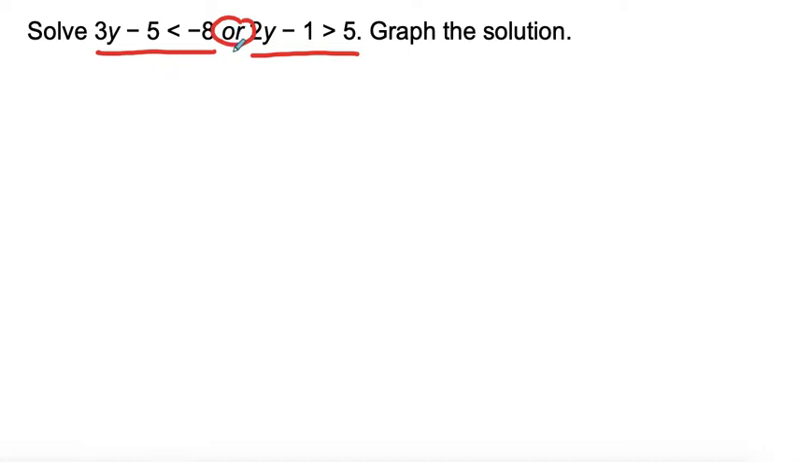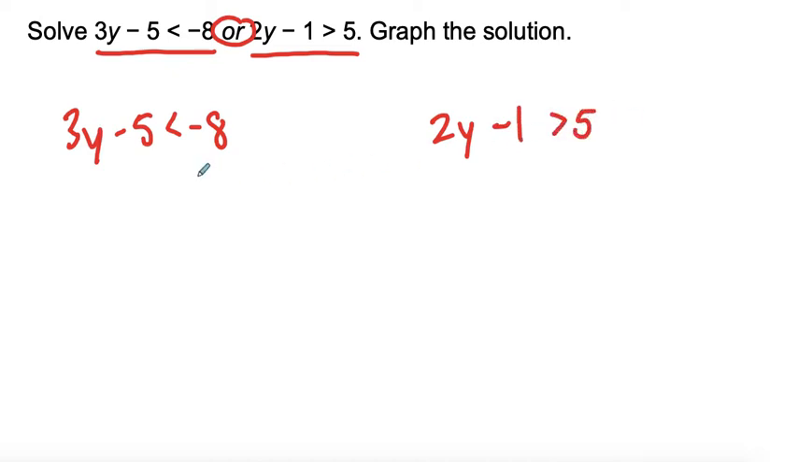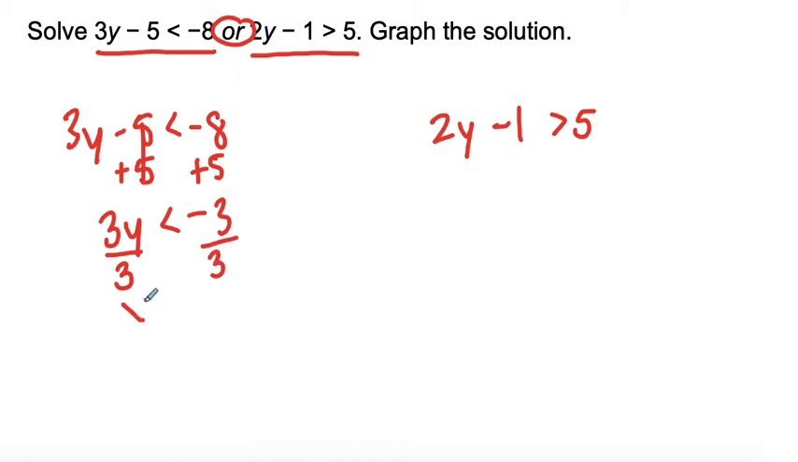So if you've got an "or" statement, the nice thing about it is they've kind of already got it divided up into two separate problems for you. So for example, we have 3y minus 5 is less than negative 8. And over here we have 2y minus 1 is greater than 5. So our first step over here is just going to be to solve this inequality. So we're going to add 5 to both sides, which cancels this out, leaves us with 3y is less than negative 3. And then our last step to get y by itself is going to be to divide both sides by 3, which leaves us with y is less than negative 1.